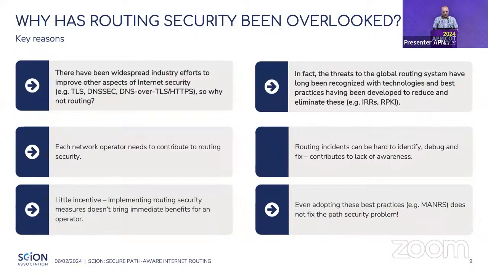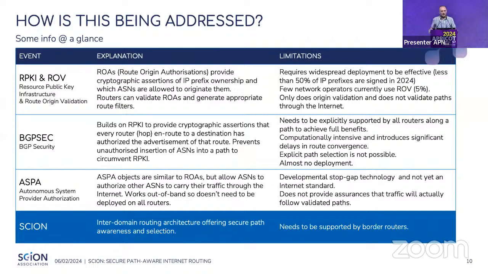I think this slide shouldn't be in here, but there are a number of reasons why routing security has been overlooked, which have been well explained and examined, and different measures have been taken, such as MANRS, to try to address this. But there have been three main methods so far.